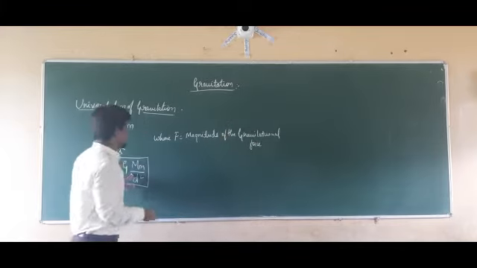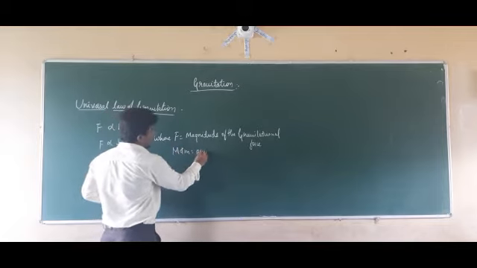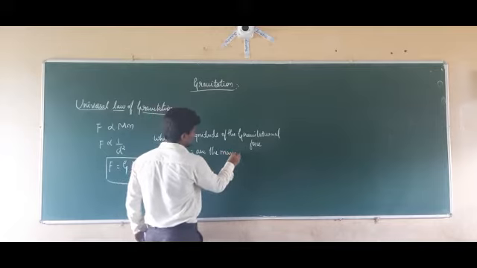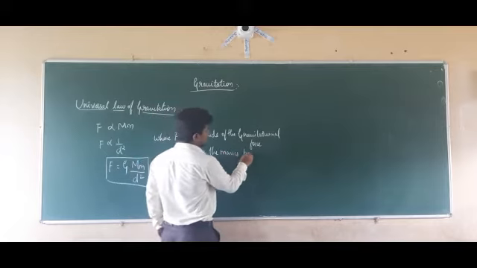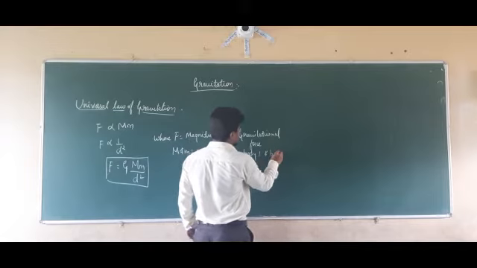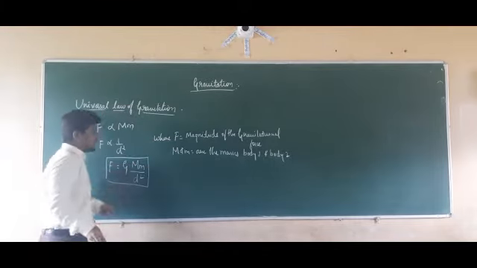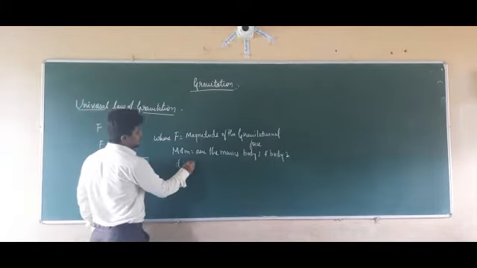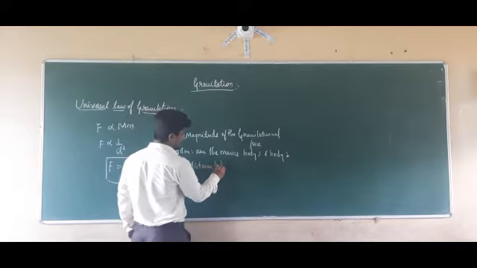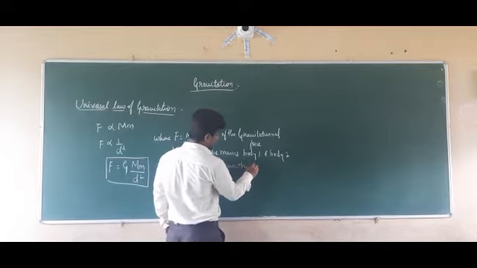And what is m here? M and m are the masses of each body, masses of body 1 and body 2, that is, object 1 and object 2. Whereas d is the distance between both the objects.